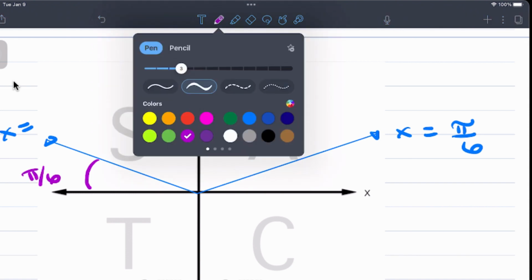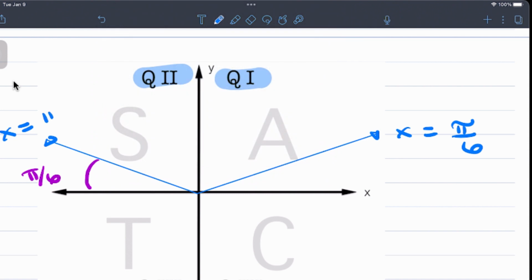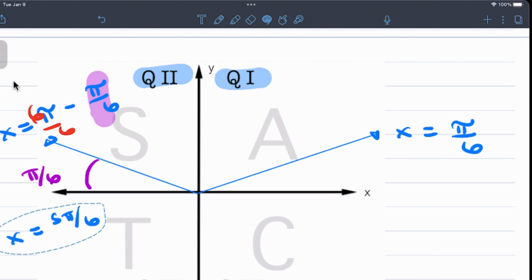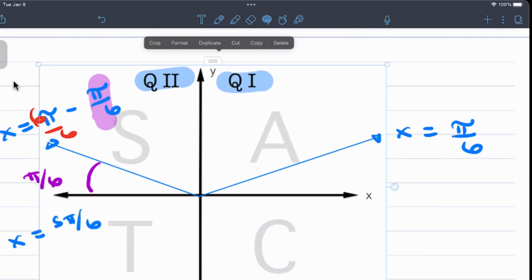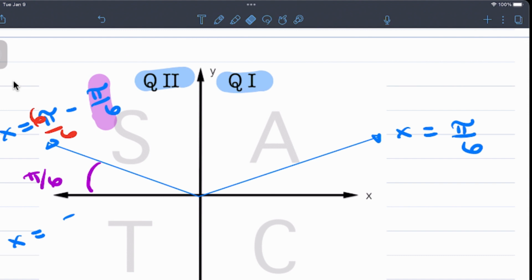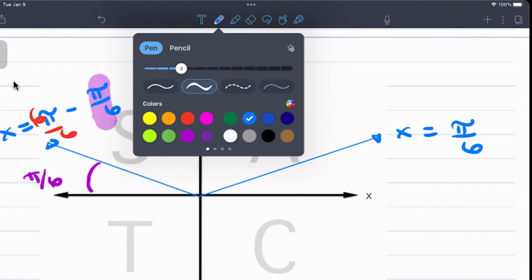How do we get a quadrant 2 angle again? We take pi and we subtract the what? Reference angle. So what do you get here? Don't we get what? Isn't this 5 pi over 6 here? Let's put that over here.